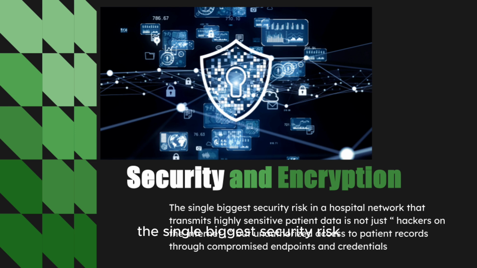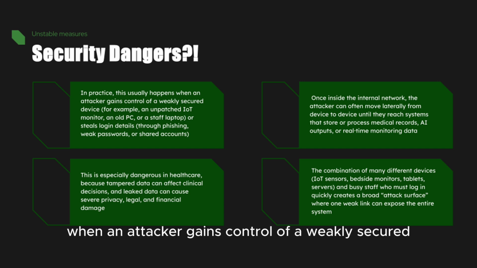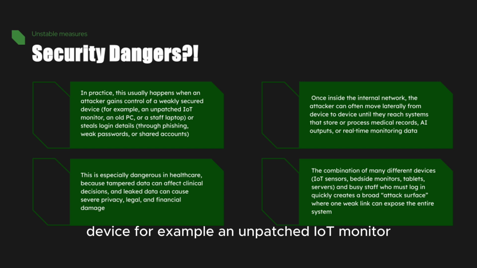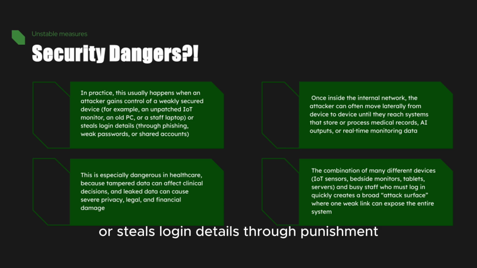The single biggest security risk in a hospital network that transmits highly sensitive patient data is not just hackers on the internet, but unauthorized access to patient records through compromised endpoints and credentials. In practice, this usually happens when an attacker gains control of a weakly secured device, for example, an unpatched IoT monitor, an old PC, or a staff laptop, or steals login details through phishing, weak passwords, or shared accounts.